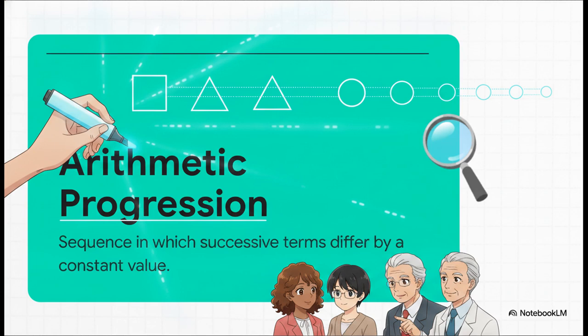Okay, here's the formal definition we'll be working with. An arithmetic progression, which we'll just call an AP to save some breath, is a sequence where successive terms differ by a constant value. Now, I really want you to mentally highlight that phrase, constant value. We call this the common difference, and honestly, it's the absolute secret sauce to this entire concept. Whether you're adding a positive number, a negative number, or even a weird fraction, as long as that change is exactly the same every single time you jump to the next term, you've got yourself an AP.